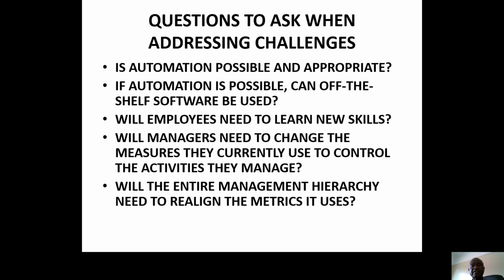Do employees need new learning skills? They might, because this is a computerized system. Will managers need to change the measures they currently use in controlling activities? Change management. I hope we will do that. Will the entire management hierarchy then need to be aligned? The metrics used. This is important. If they don't buy in, the whole management, then you are not going anywhere. You need support of management for this e-procurement process to be successful.